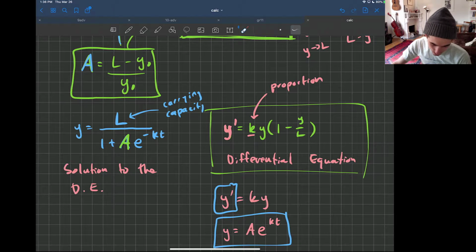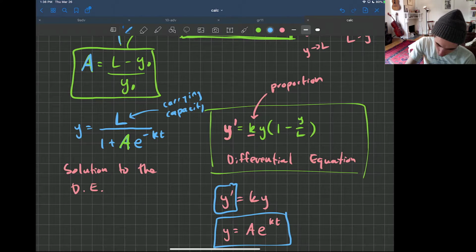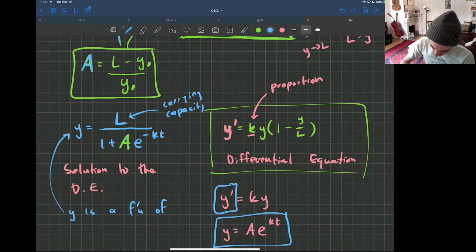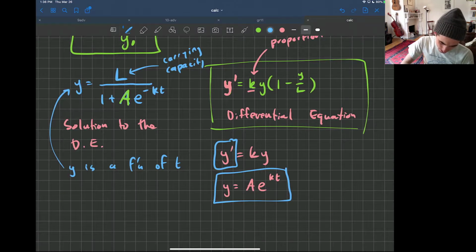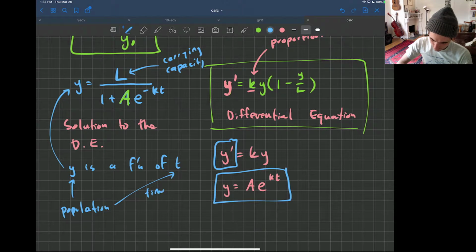Yeah, I suppose that y, I mean, that's what you're solving for, right? This is a function, so y, in this case, is a function of t. And y is describing some kind of population, right? So this is our population as a function of time, right?